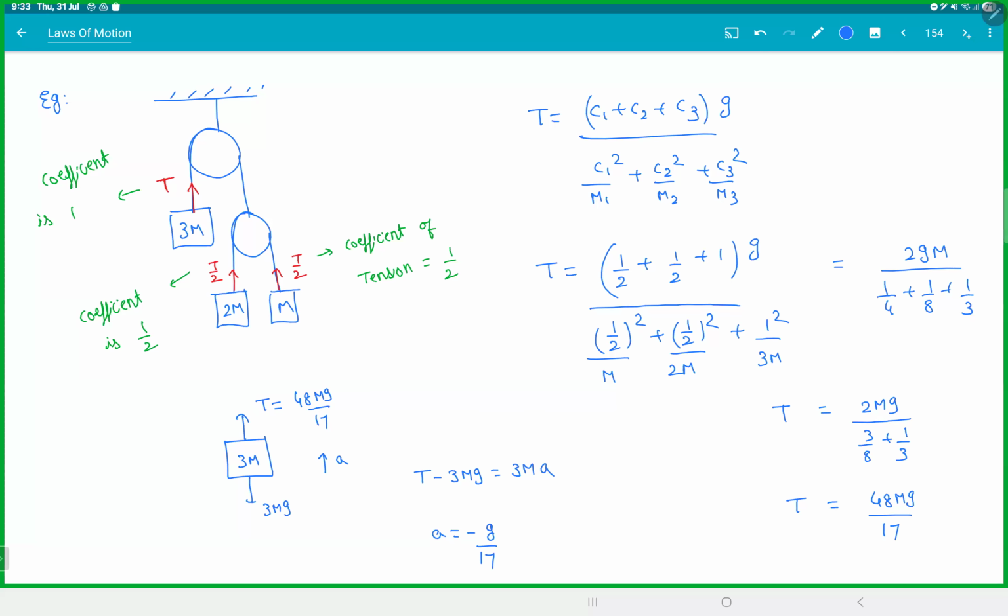Are you clear with this? Let's see a few more examples on this after the break. But any doubts on this page? Take a break. Come back by 9:39. Let's have a 5-minute break.